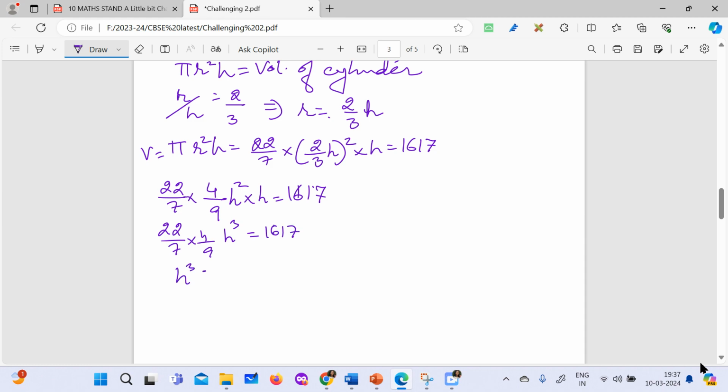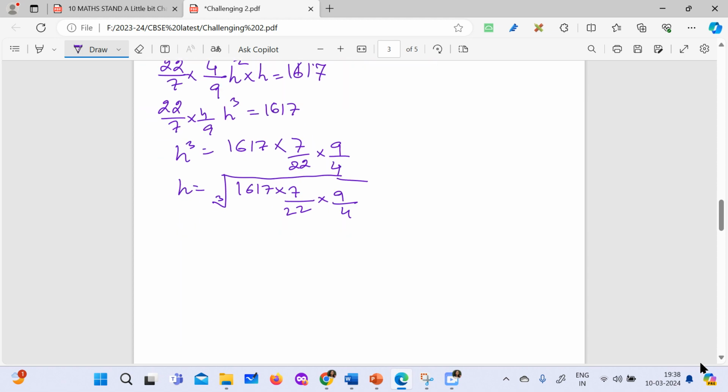So see, h cube equals 1617 times 7 over 22 times 9 over 4. So you will have h equals the cube root of 1617 times 7 over 22 times 9 over 4. Okay, so to find the cube root, first I will go with splitting all these numbers. I'll show you here.